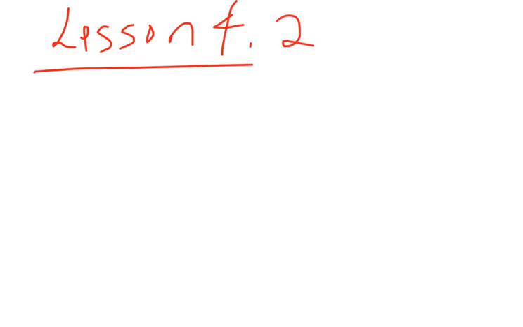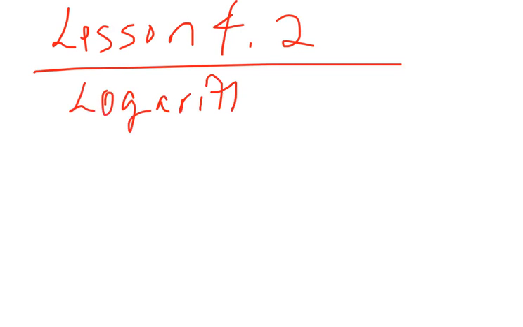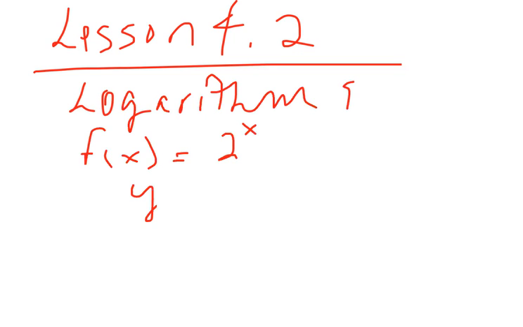Lesson 4.2 is what we're moving on to, guys. And we're talking about the logarithms, okay? Now for the logarithms, guys, this is how they come about. Remember, we're talking about the exponential functions. f(x) = 2^x. We can also rewrite this as y = 2^x. Remember, f(x) and y are the same thing.